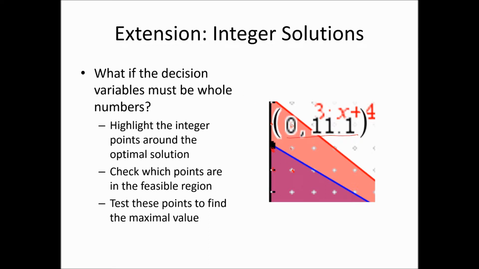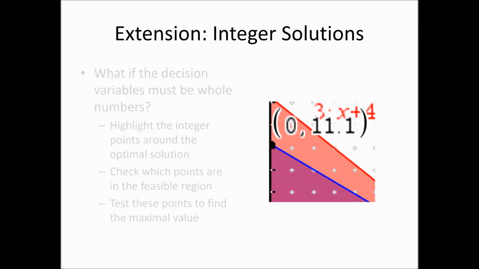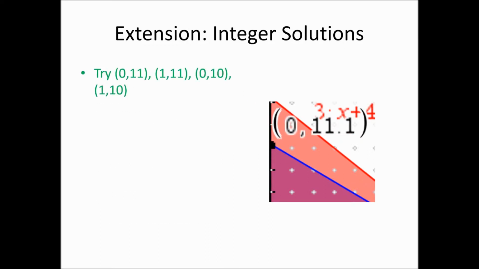Each of these points here that is an integer point. So try 0, comma 11, that's this one that's just below. 1, comma 11, so that'll be over here. Maybe 0, 10 down there. 1, 10. You might also want to try a couple with 12 up top. Again, just to see what might work and what's going to be the best.